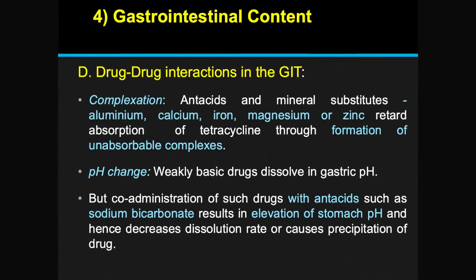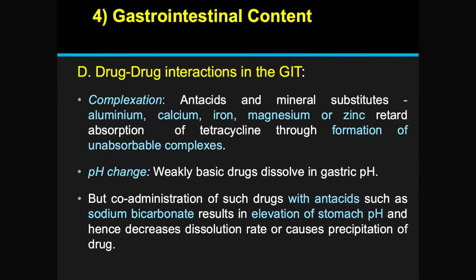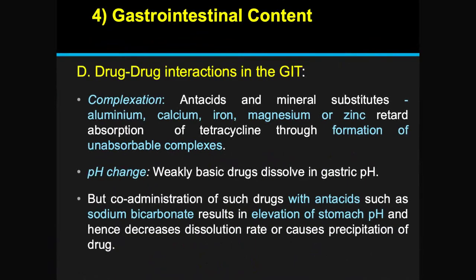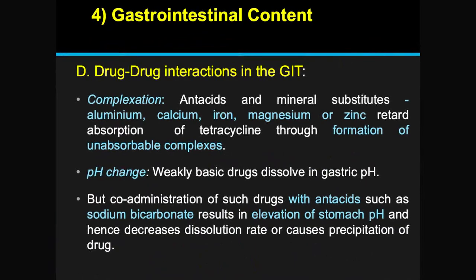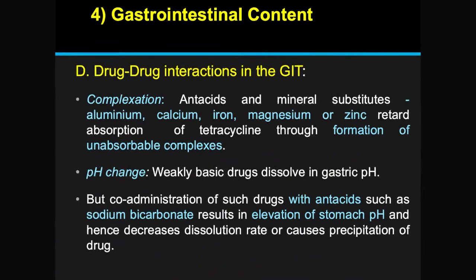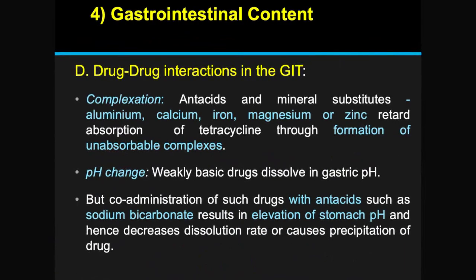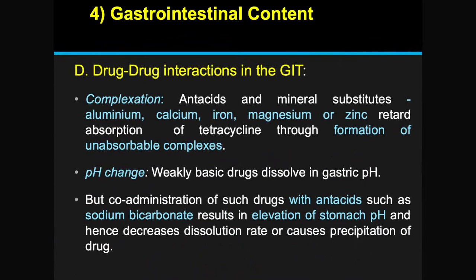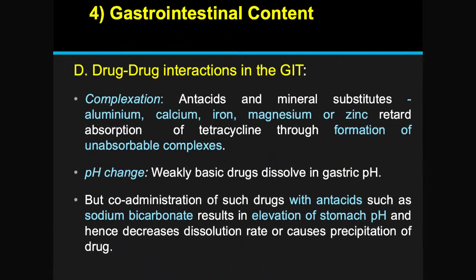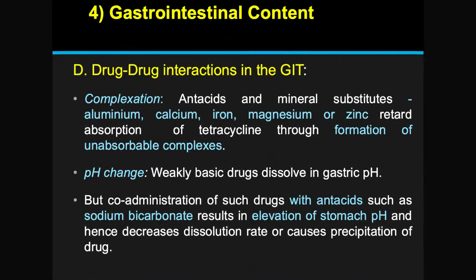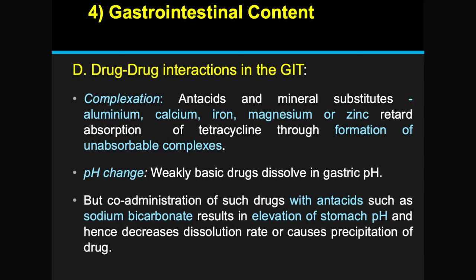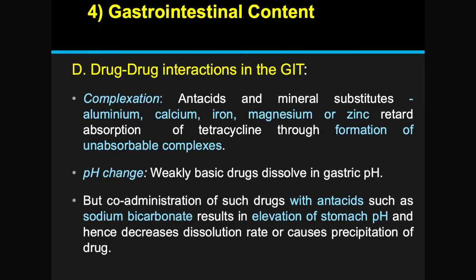Since weakly basic drugs rely on this acidic environment for efficient dissolution, this neutralization forces the drug into a precipitated state, fundamentally slashing its dissolution rate. If a drug is physically trapped in a metal complex or chemically prevented from dissolving due to pH fluctuations, how could it ever reach the systemic circulation in a therapeutic concentration?